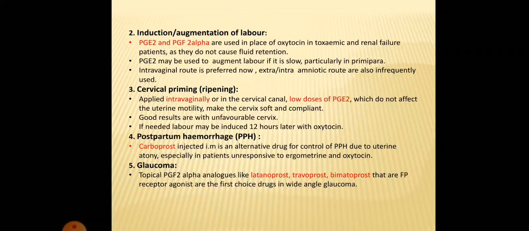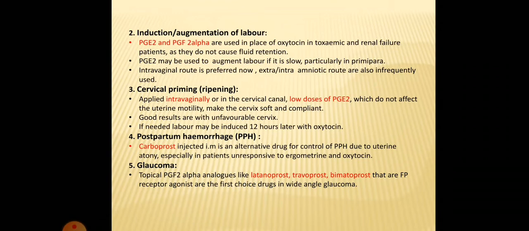The next use is induction or augmentation of labor. The prostaglandin E2 and PGF2 alpha are used in place of oxytocin in toxemic and renal failure patients as they do not cause fluid retention. And the PGE2 may be used to augment the labor if it is slow, particularly in primipara. Primipara means it is a condition in which the woman is giving birth for the first time. The intravaginal route is preferred now, but the extra or intra-amniotic route are also infrequently used.